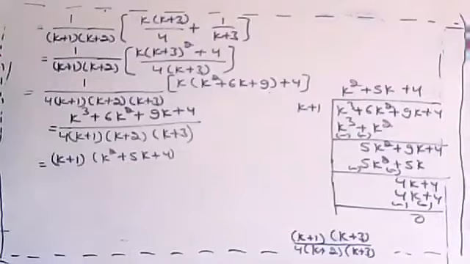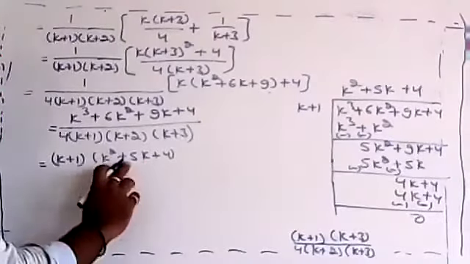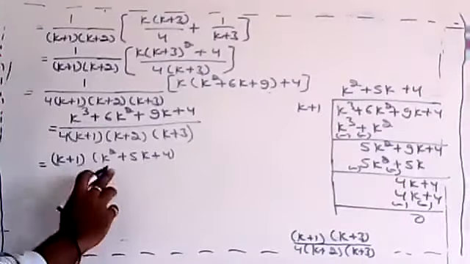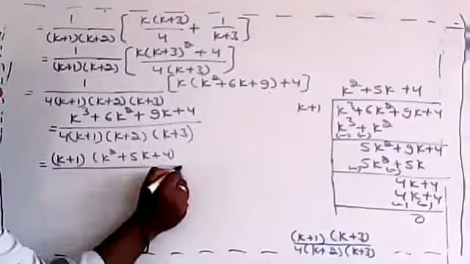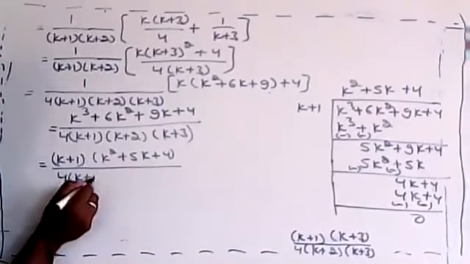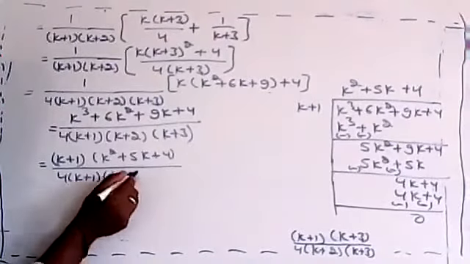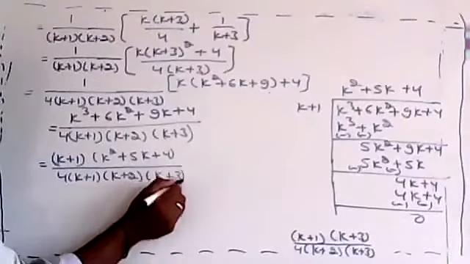This one you can solve by using the factorization method also. You can solve this one. So how do we use the factorization method to solve this one? So 4 times of what? K plus 1 into k plus 2 into k plus 3.